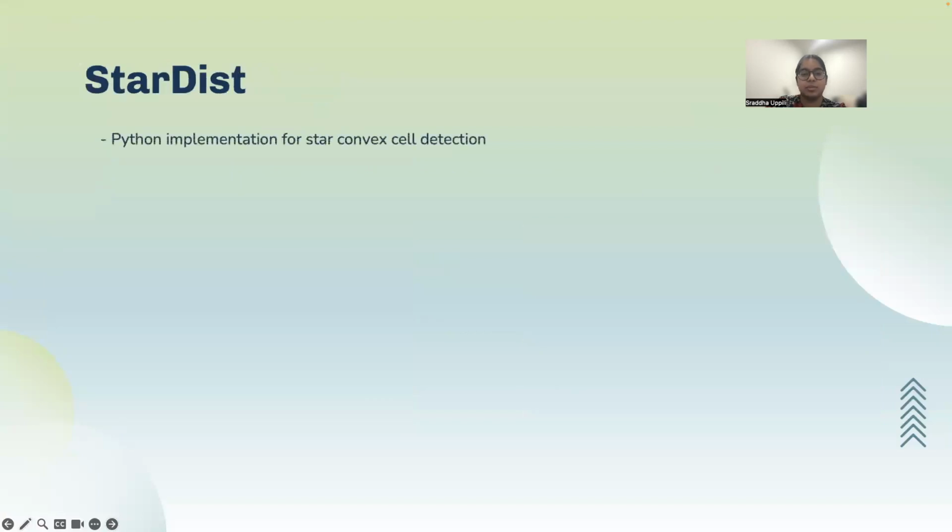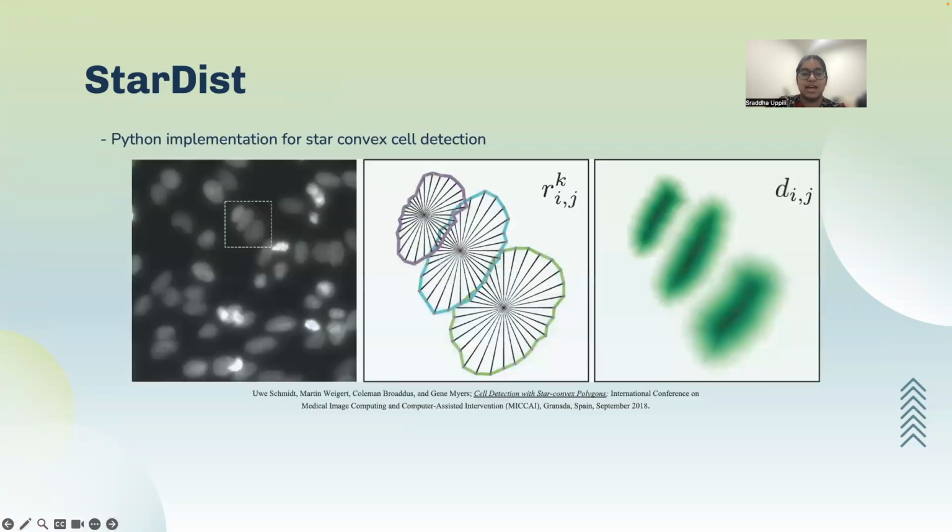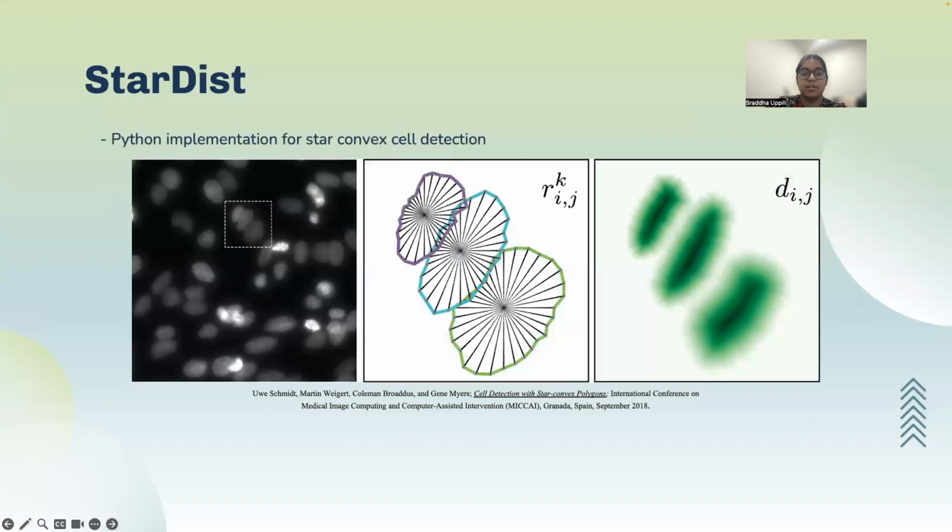I used a Python implementation for my model called StarDist, which is used for star convex cell detection. As you can see here, the middle of the cell is characterized by a point with different rays coming out of the point. Areas of darker green are higher confidence that that is in fact a cell, and areas of lighter green are lower confidence, creating this circular oval cell type of shape.